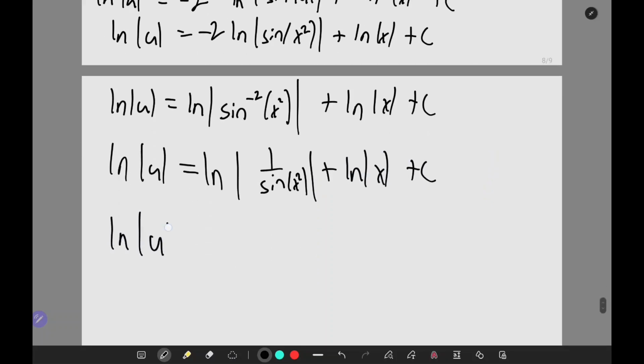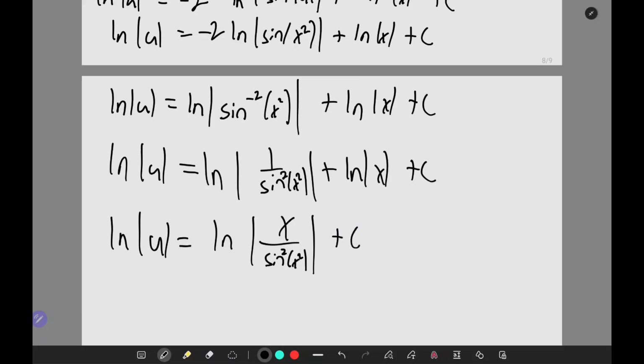So now the natural log of u is equal to, now remember, when you add natural logs together, you're going to multiply. So we can do it this way. We can do natural log of x over 1 over sine of x squared, right? That's where I was confused, I see now. Oh, that's squared, right? Because that's negative 2. Plus c.